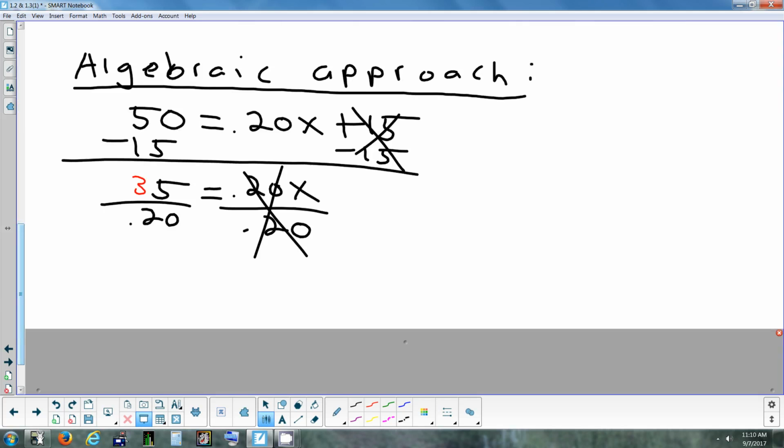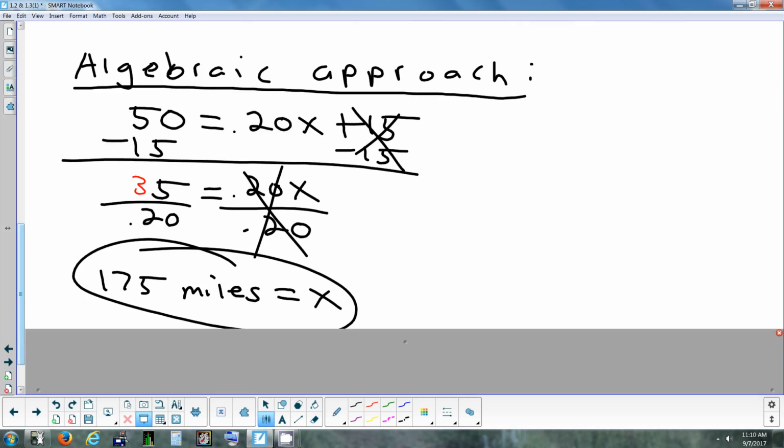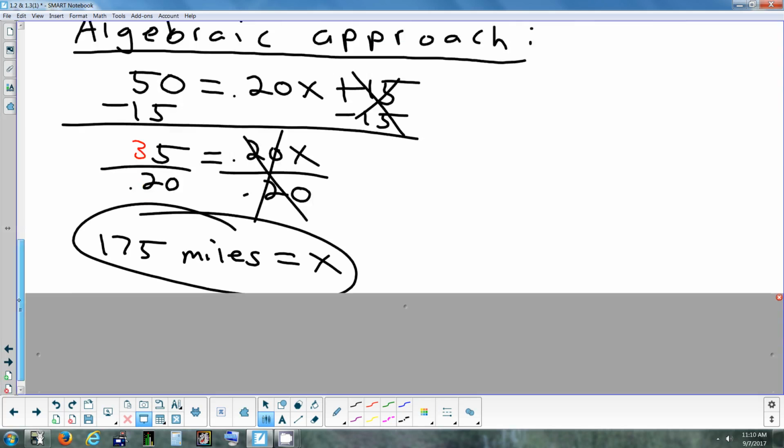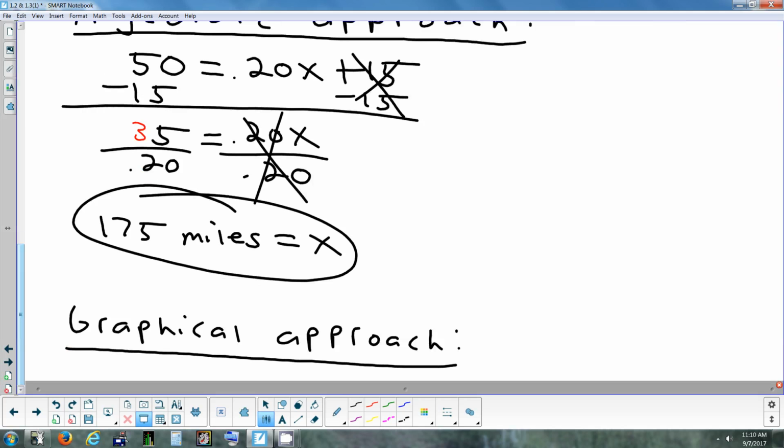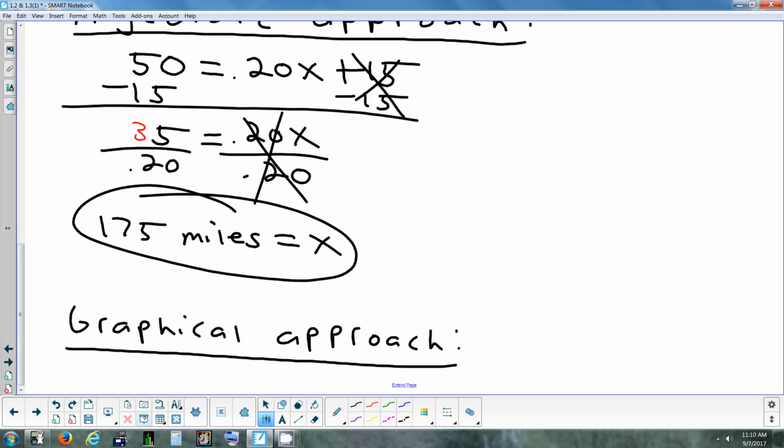Yeah, 175. And remember, that's 175 miles. Okay, so that's one way to solve the problem. Perfectly fine to do it that way. But I'm going to show you a different way using the graphing calculator. Specifically using the graphing feature, not just typing in the calculation that we just did. We're going to use a totally different method.